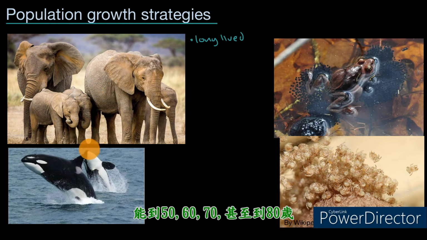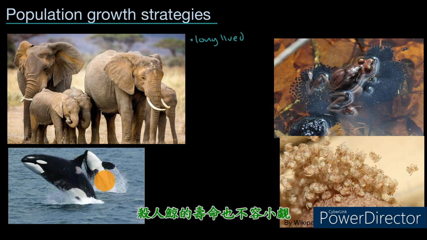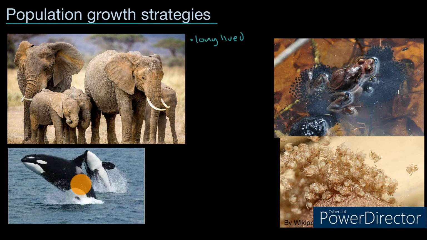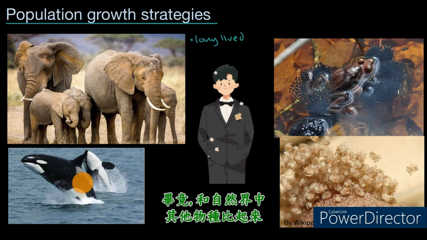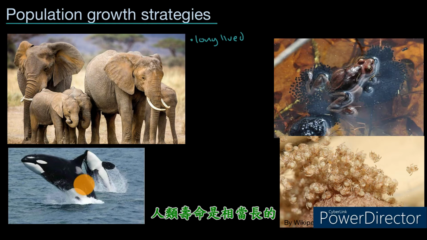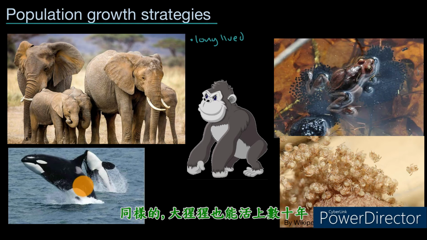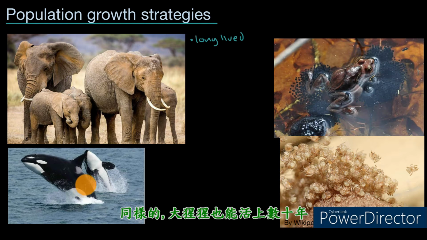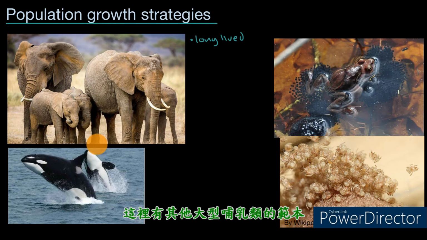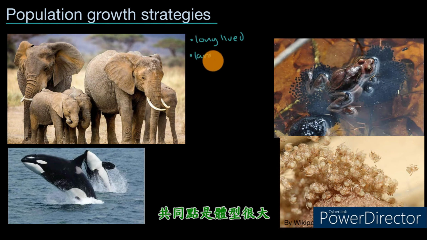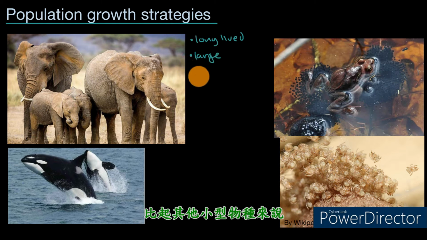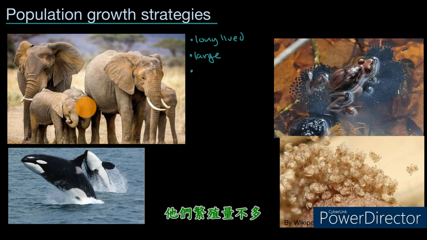some cases 80 years. You also have things like killer whales that are also long-lived. You have things like human beings that live a pretty good long time compared to other things in nature. You have things like gorillas that are also reasonably long-lived, live many, many decades. Now, there's also other patterns that you see in these large mammals. They tend to be large. Especially if you think about compared to very small things in the animal kingdom, they tend to not have a lot of children every reproductive event, I guess you could say, every time they give birth.